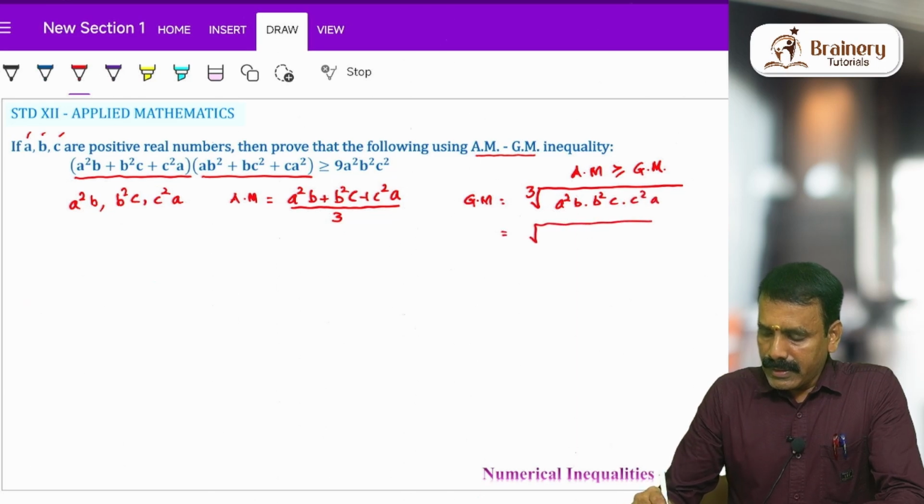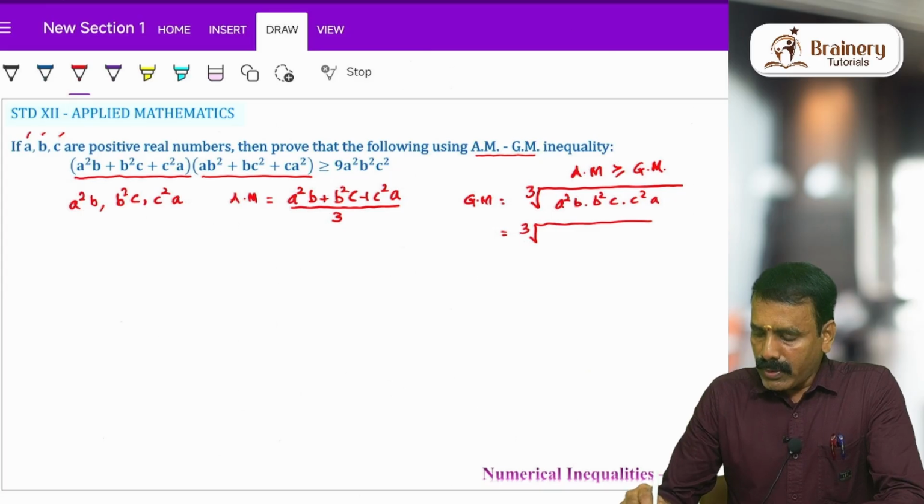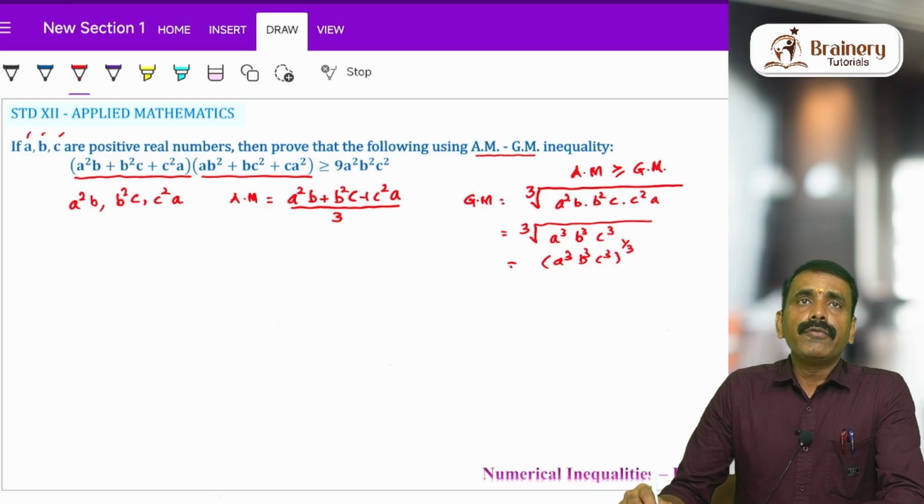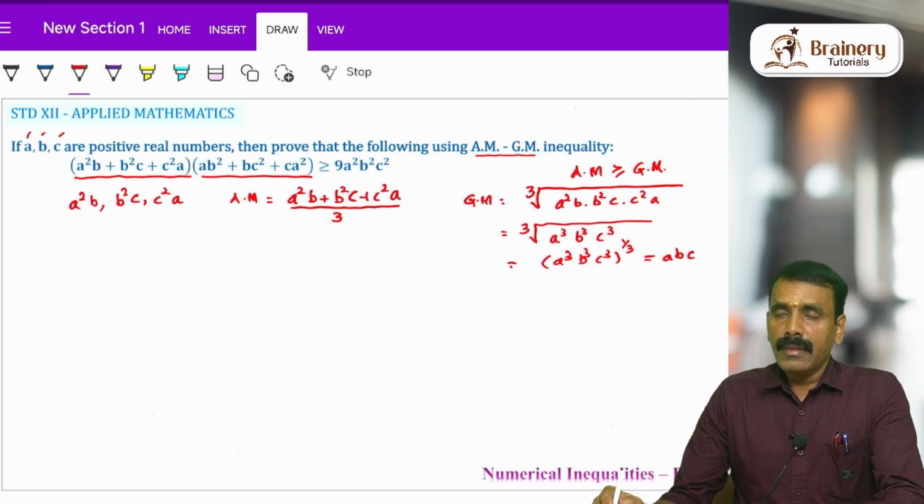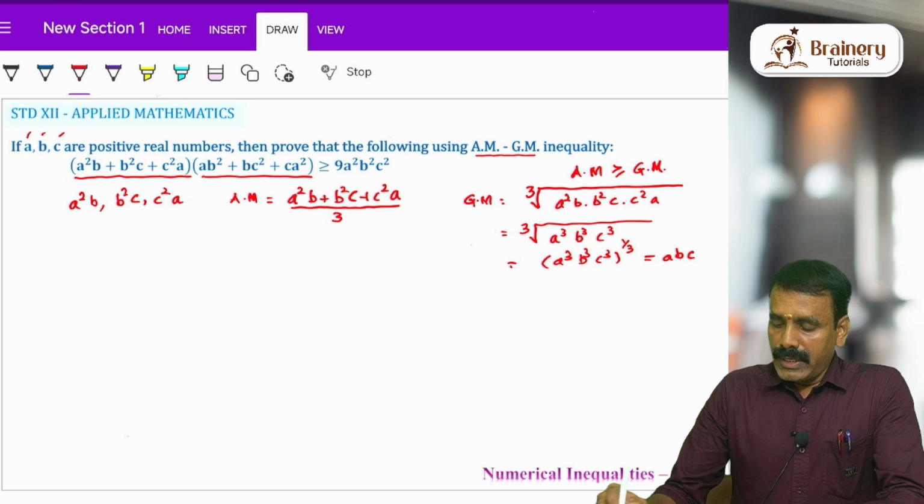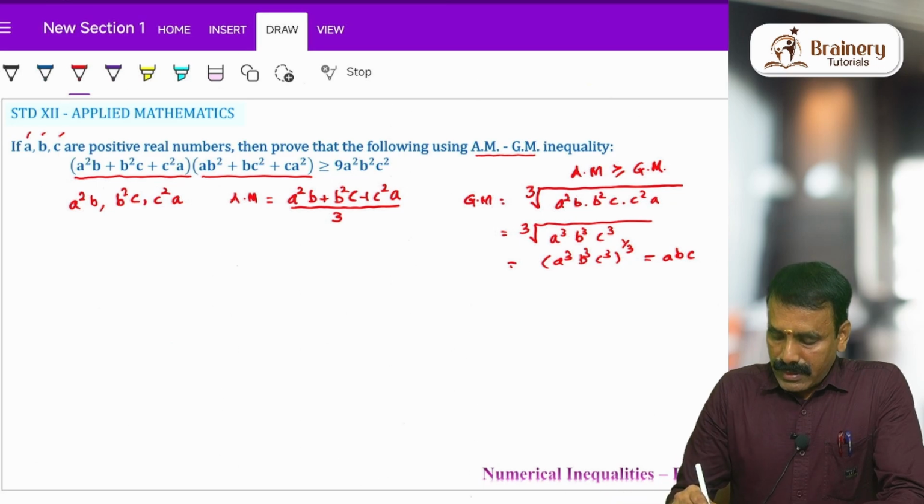When you multiply, it is cube root of A square into A. It is going to be A cube, B cube, C cube, which is A cube, B cube, C cube whole power 1 by 3. So if you use the law of indices, the final answer will be ABC. Am I clear? And what is the inequality? AM is greater than or equal to GM.